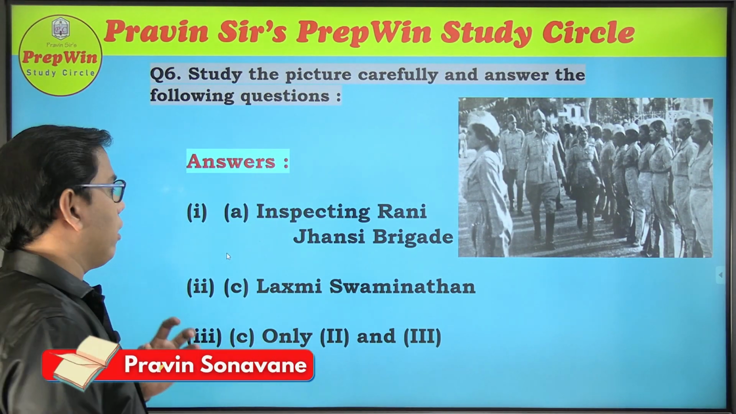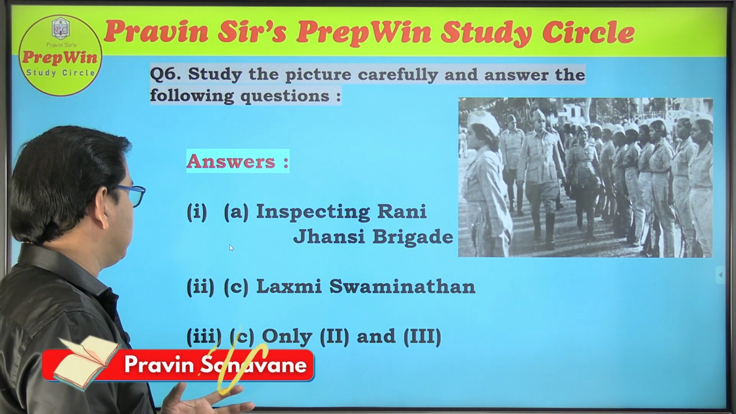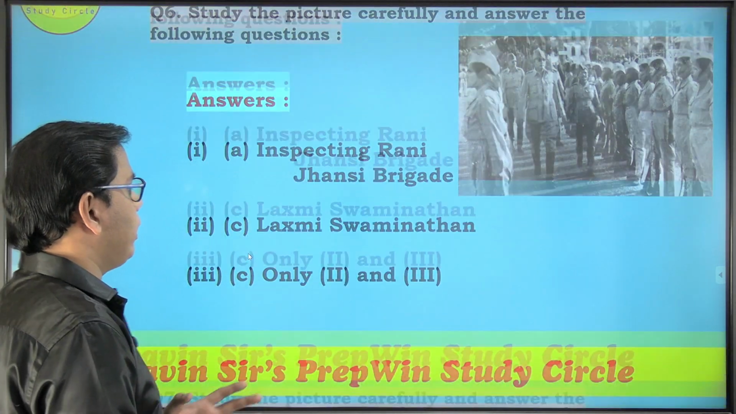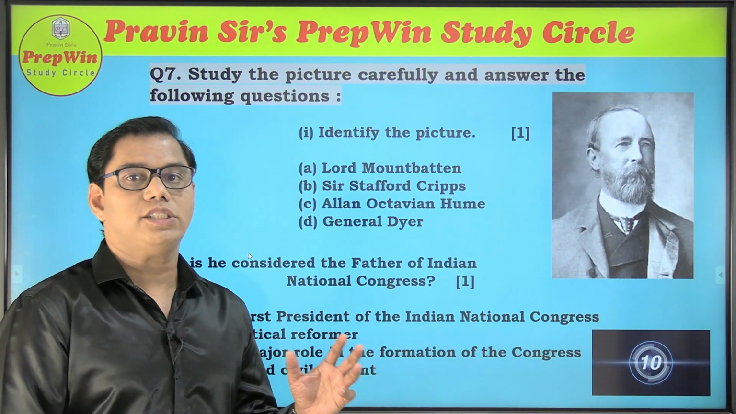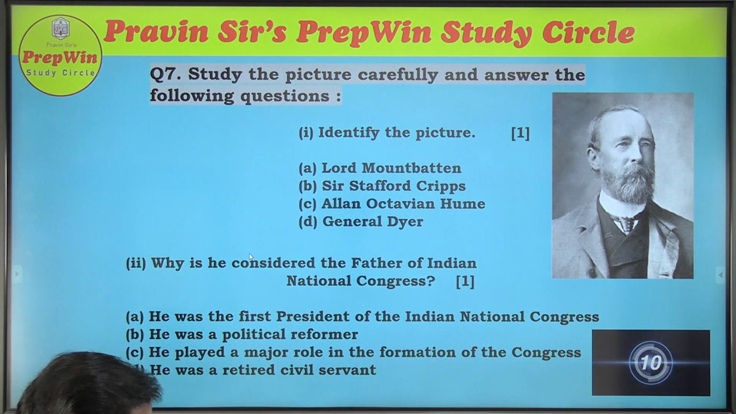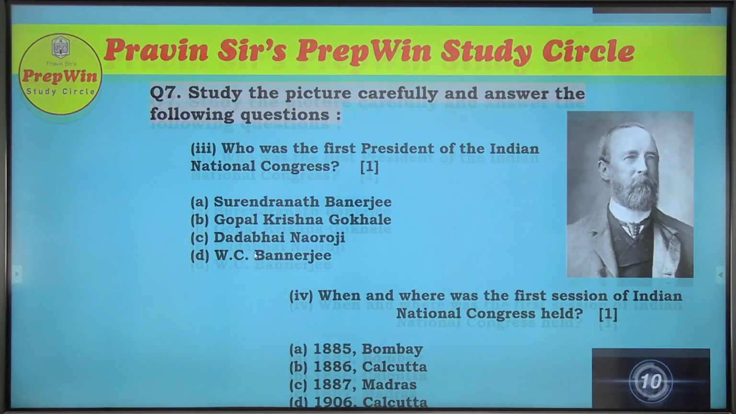Here is the answer. First question, correct option is A. Second question, correct option is C. Third question, again correct option is C. So next question is this. For a change, we don't have a Indian leader. Instead, we have some Britisher. And here goes my timer. 3, 2, 1. Time up.